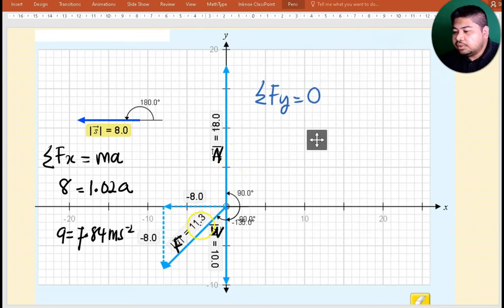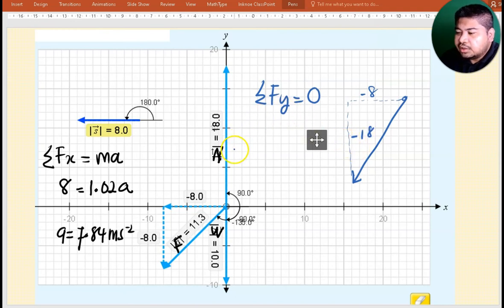So when we only add the force with the weight, the resultant force that we get is something like this. We have a resultant force like that, and then it has negative 8 on the horizontal, and if I'm not mistaken, we have negative 18 on the vertical.